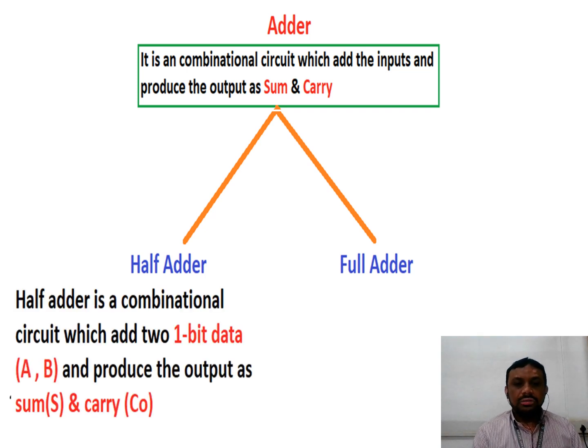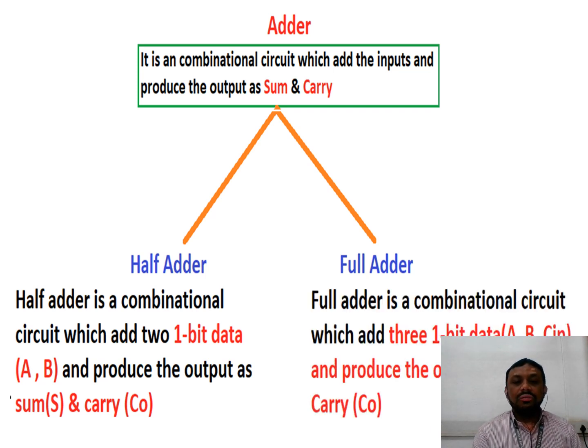So what is a half adder? A half adder is a combinational circuit which will add two 1-bit data A and B and produce the output as sum and carry C out. Whereas a full adder is a combinational circuit which will add three 1-bit data to produce the output as sum and carry. So we'll start by discussing the half adder first.